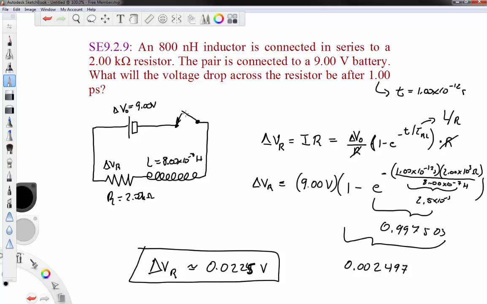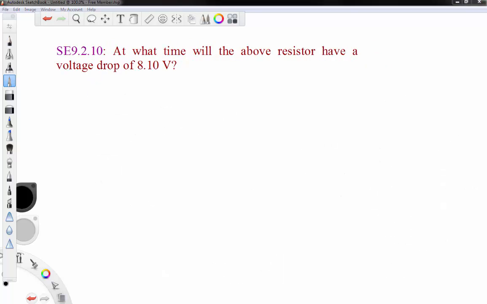This thing closes, and instantly what you end up having is 9 volts. And so at 1 picosecond you would have had 9 volts. But remember that this entire circuit is itself a sort of inductor. So that means basically that we'll have somewhat less than 9 volts at this 1 picosecond time. At what time will this resistor have a voltage drop of delta V equals 8.1 volts?